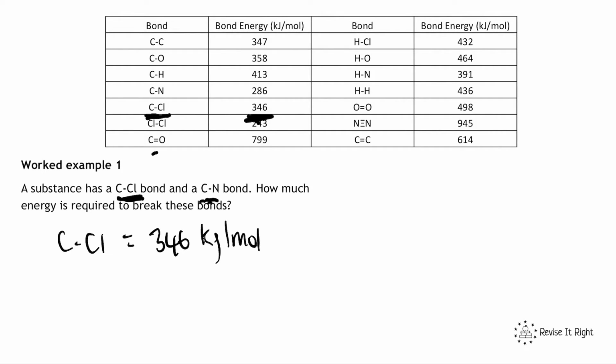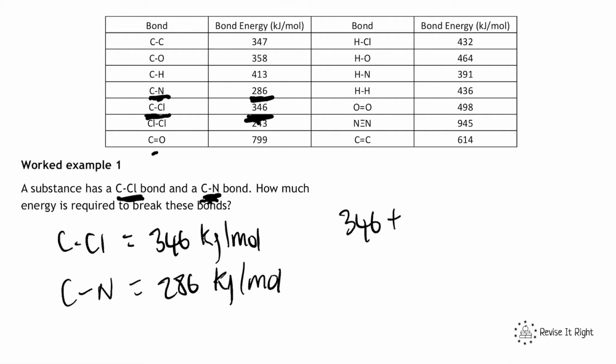And then the second bond is the carbon to nitrogen bond. So we need to look for that on the table. And here it is, and the amount of energy to break that bond is there. So C to N is 286 kilojoules per mole. Now, to find the total amount of energy required to break both of these bonds, all we have to do is add them up. So 346 add 286 gives you 632 kilojoules per mole. So that is the total amount of energy required to break these bonds.